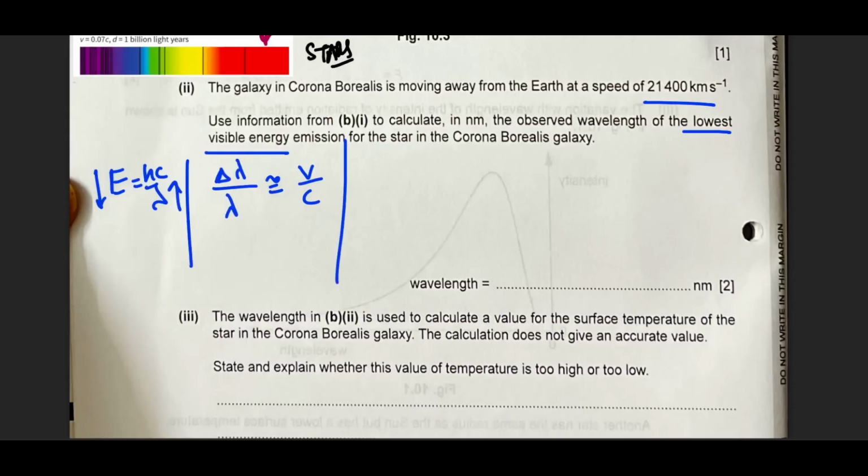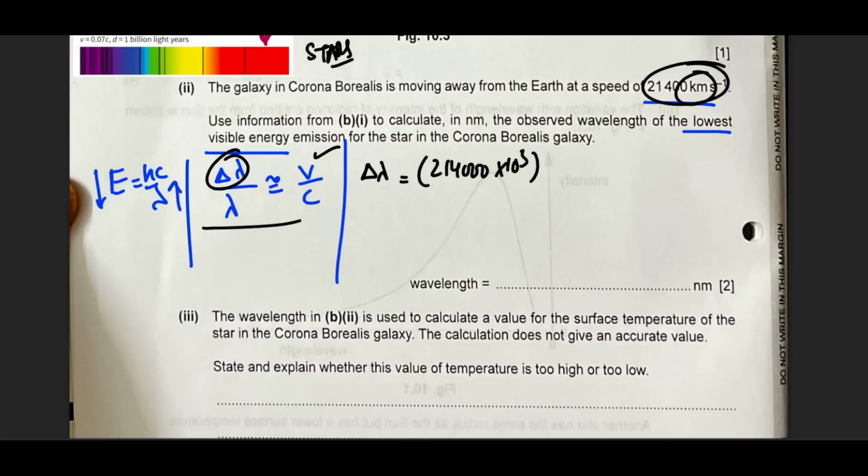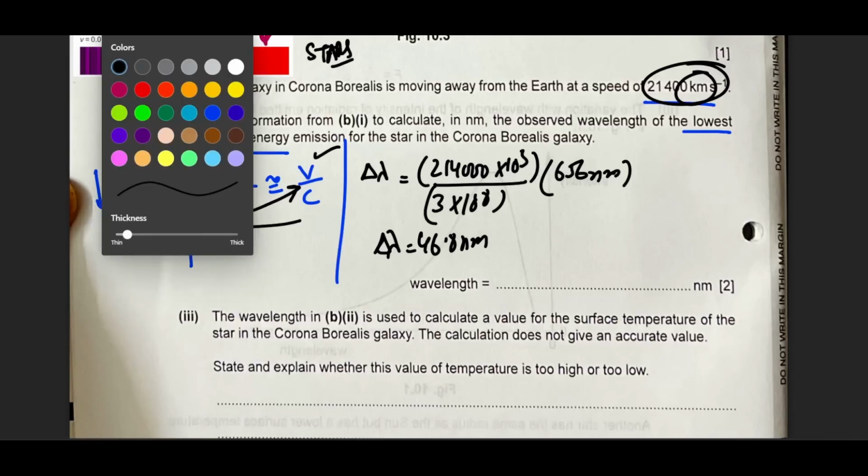This is also another formula given in the question for the Doppler effect. So delta lambda is what we want to find out, equals the speed of the galaxy, which is 214,000 times 10 raised to power 3, because this is in kilometers per second, and the speed of light, we remember, is in meters per second. This lambda goes over there and gets multiplied, so this is 656 nanometers. So the change in wavelength comes out as 46.8. So a 46.8 nanometer change is observed.